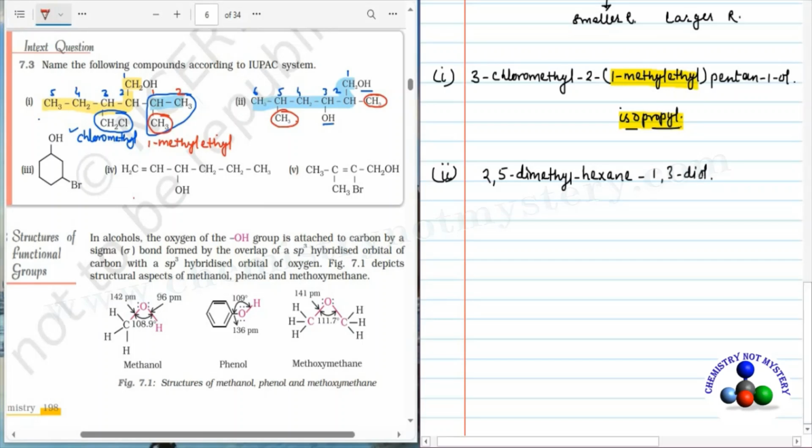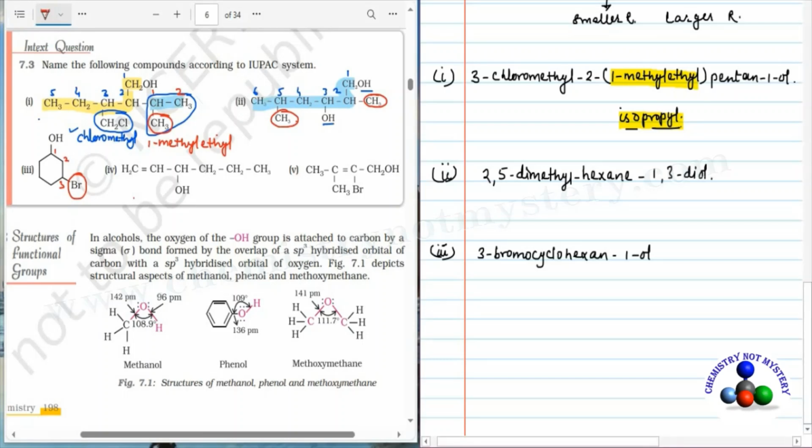Now come to the third question. In third question, it is cyclohexane and there is a substituent of bromine. When you number it, you have to number it from the carbon to which OH is bonded. So it will get first number, this is second and this is third number. So when you write the name of this molecule, you will write 3-bromo cyclohexane 1-ol.